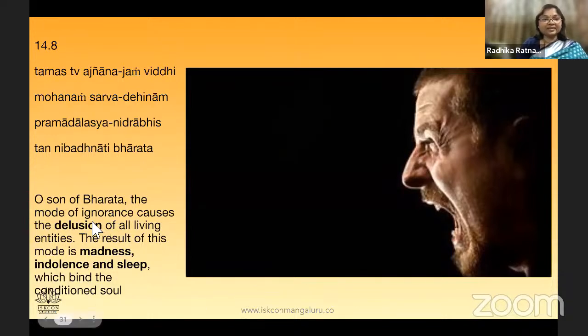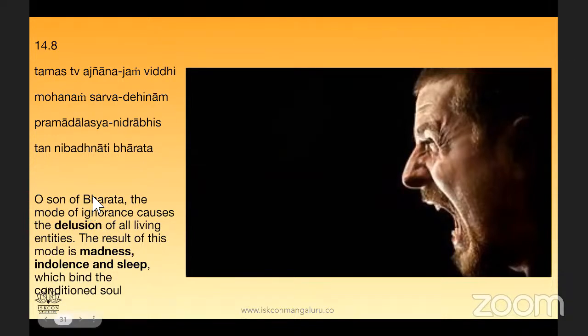Tamas tv ajnana-jam viddhi mohanam sarva-dehinam, pramadalasya-nidrabhis tan nibadhnati bharata. O son of Bharata, the mode of ignorance causes the delusion of all living entities. The result of this mode is madness, indolence, and sleep, which bind the conditioned soul.